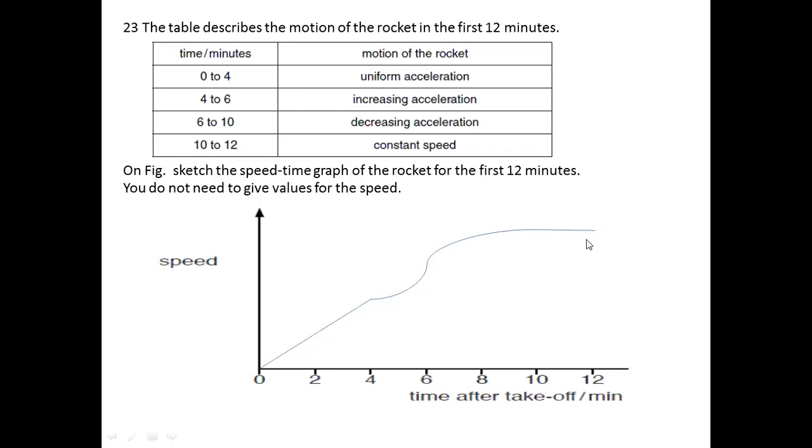So how to show a constant speed? We have to draw a horizontal line. A straight line represents constant acceleration. Curves represent non-uniform acceleration, increasing or decreasing acceleration. And a horizontal line represents constant speed. Okay, next.